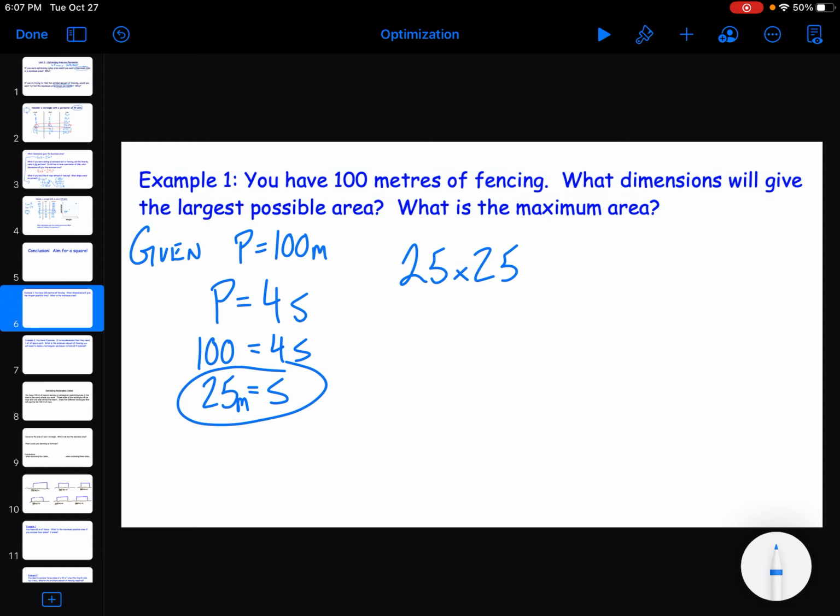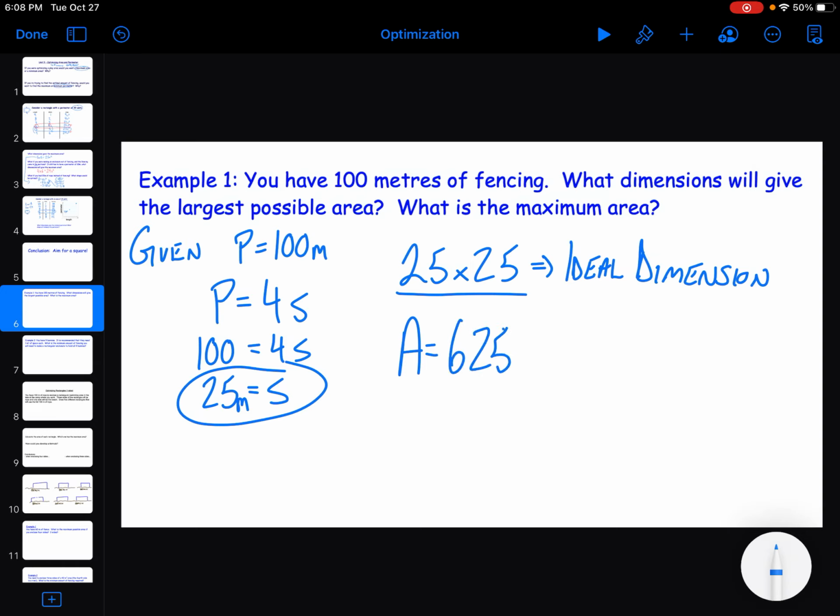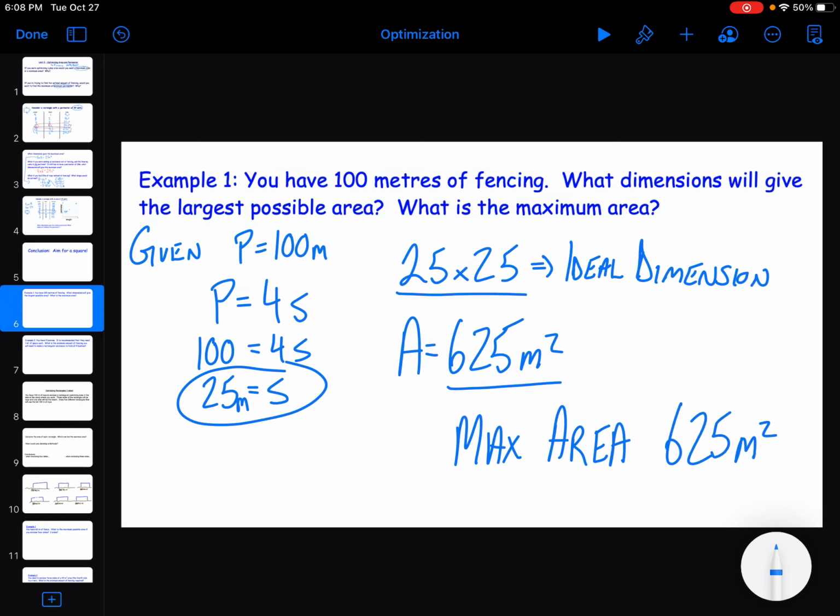That's my optimal dimensions, the best dimensions, the ideal dimension. However, to find my area, I need to multiply those together, and we get 625. That's meters squared, and that is your max area. Okay, we're always looking for that square. Now sometimes, like that other question, we put restrictions on it and it can change things. But in this case, we haven't.